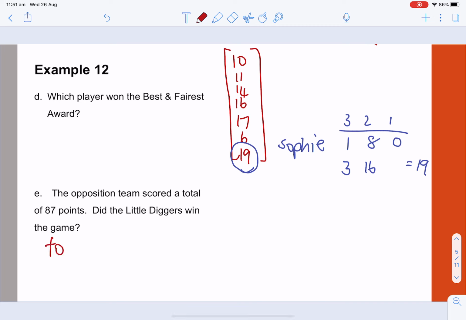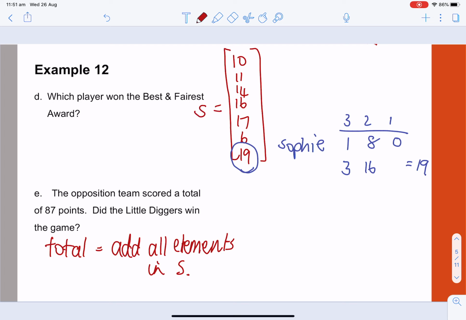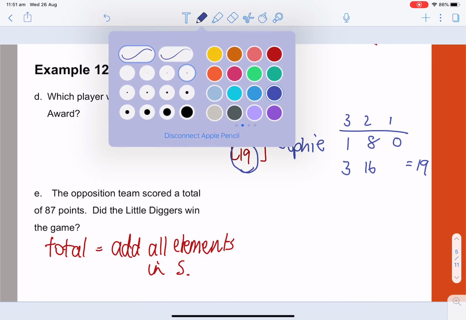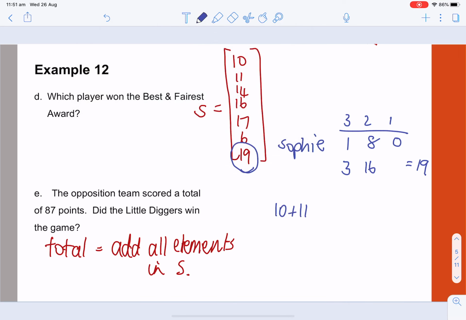So the total S is found by adding all elements in S, all of our numbers from up here. So 10 plus 11 plus 14 plus 16 plus 17 plus 6 plus 19 gives me 93. Now looking at the numbers, the opposition team got 87 and the Little Diggers got 93. So therefore the Little Diggers won.